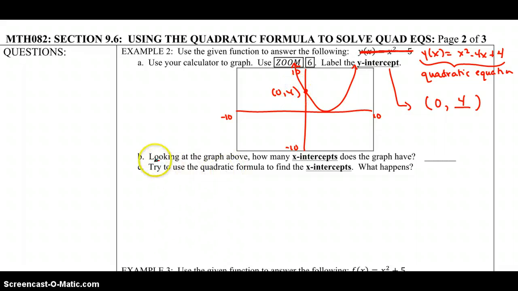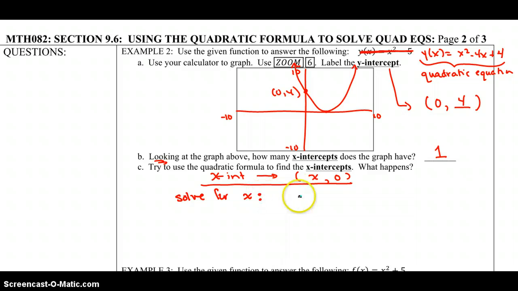So it looks like it has just one x-intercept. It kind of looks like it comes down and just barely touches the axis and bounces back up. So what happens if we use the quadratic formula to find the x-intercepts on this one? Again, to get an x-intercept means we're trying to find the x values when y is 0. So we want to solve for x in the following equations.